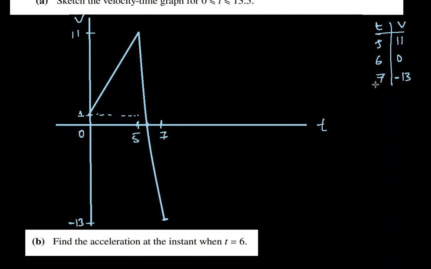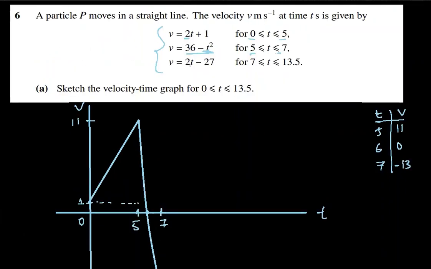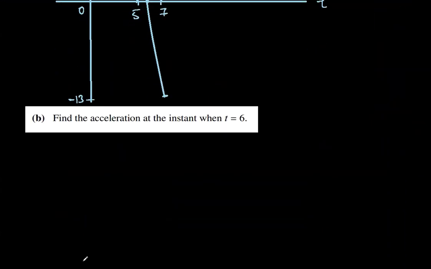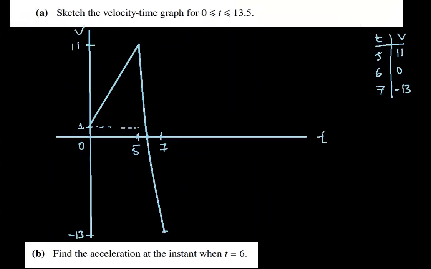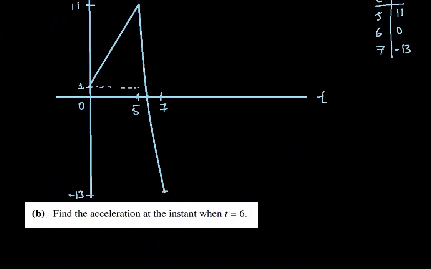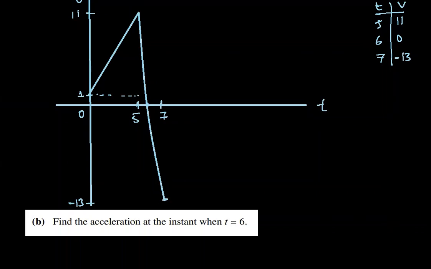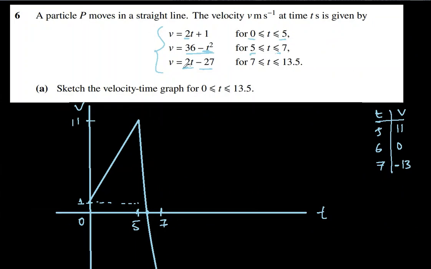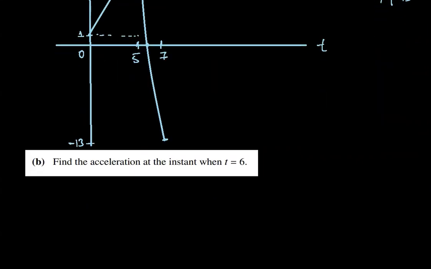Alright. Now the third equation is v equal to 2t minus 27. That means minus 27 is the intercept, which is very, very far below this, somewhere here. I'm not going to draw that, but I know that the gradient is 2, and at 7 seconds it is definitely going to be minus 13. Let's put the values here and confirm. 2t minus 27 at t equal to 7 will be 2 times 7 minus 27. So 14 minus 27 is minus 13.